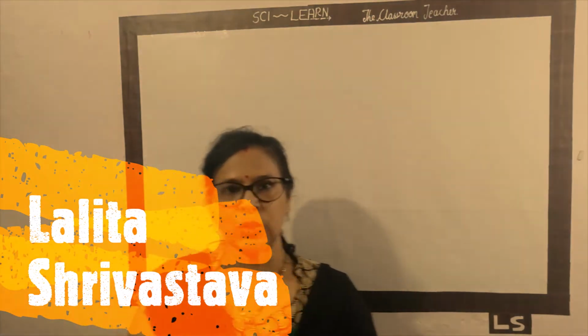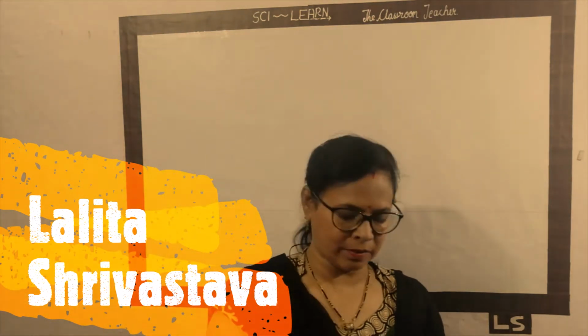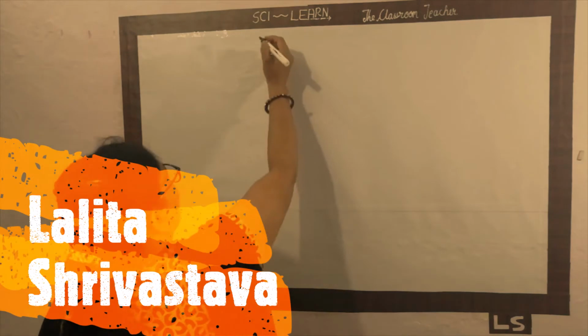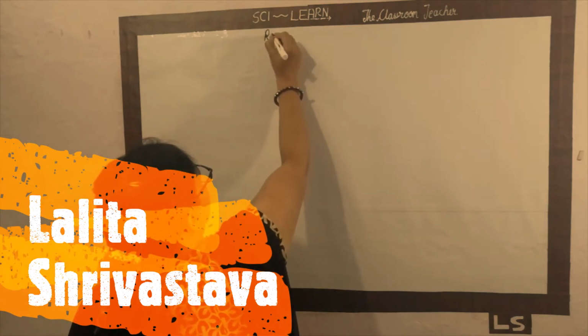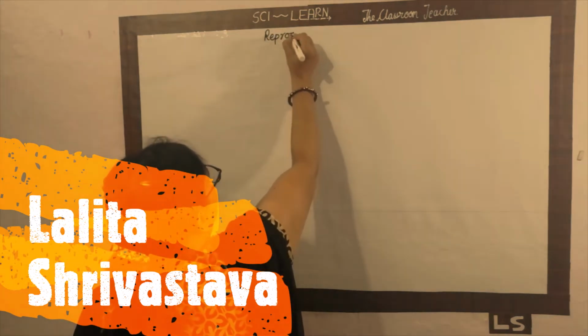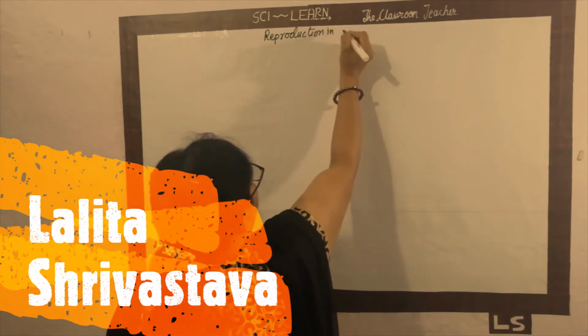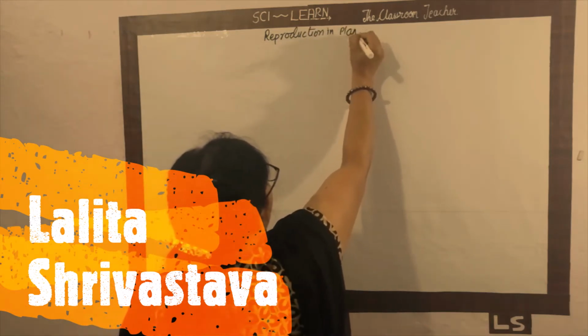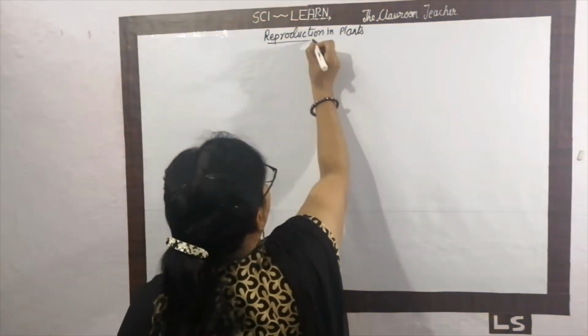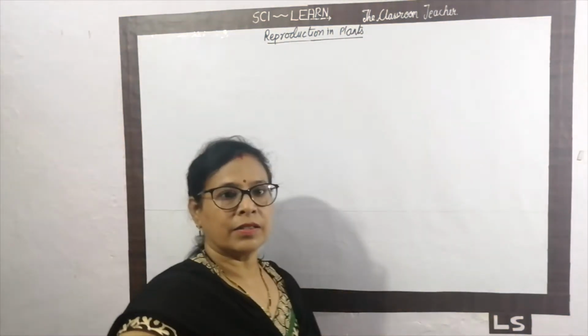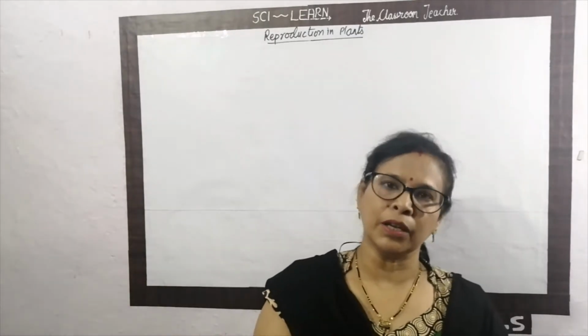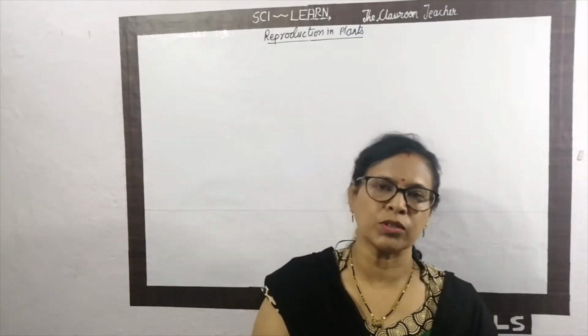Once again, class 12, reproduction in class. In the previous class, we studied the stamen, the male reproductive part, and then microsporogenesis, where microspores are formed.